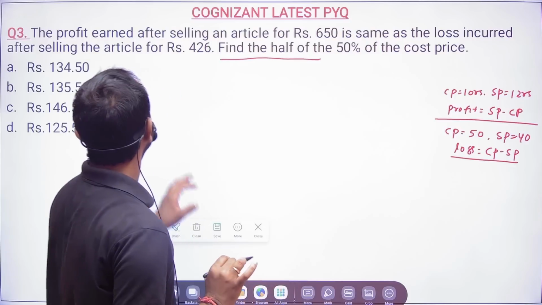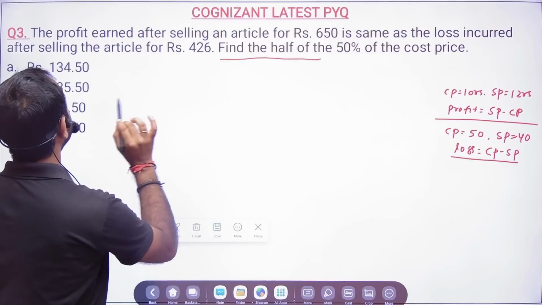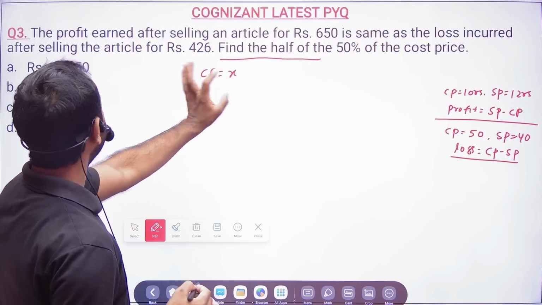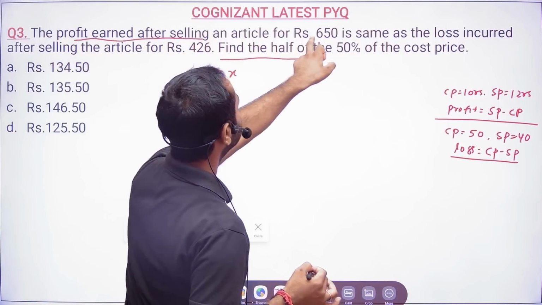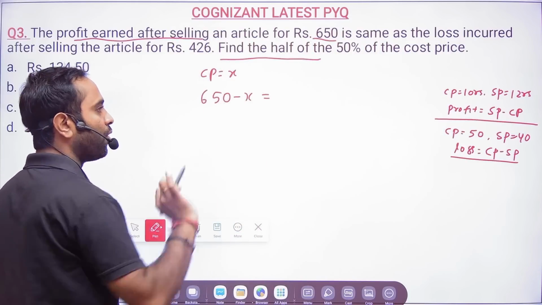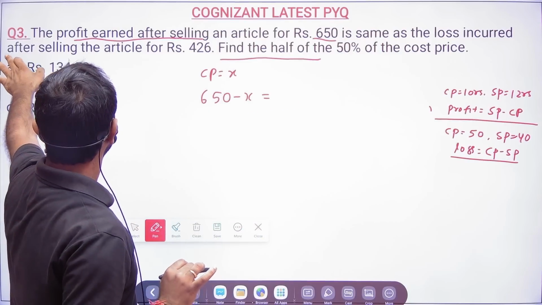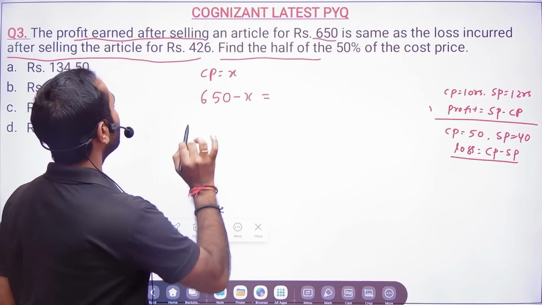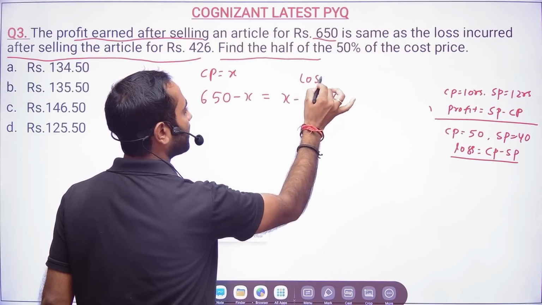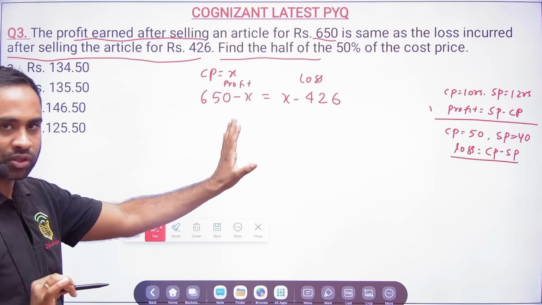Fine? No problem. Now they're telling the profit earned after selling an article for 650 is the same as the loss incurred after selling the article for 426, right? So cost price I assumed as X. Now what will be the profit? Profit will be selling price minus cost price, that means 650 minus X rupees is equal to the loss. The loss will be nothing but cost price minus selling price, and profit will be nothing but selling price minus cost price. These both are equal.